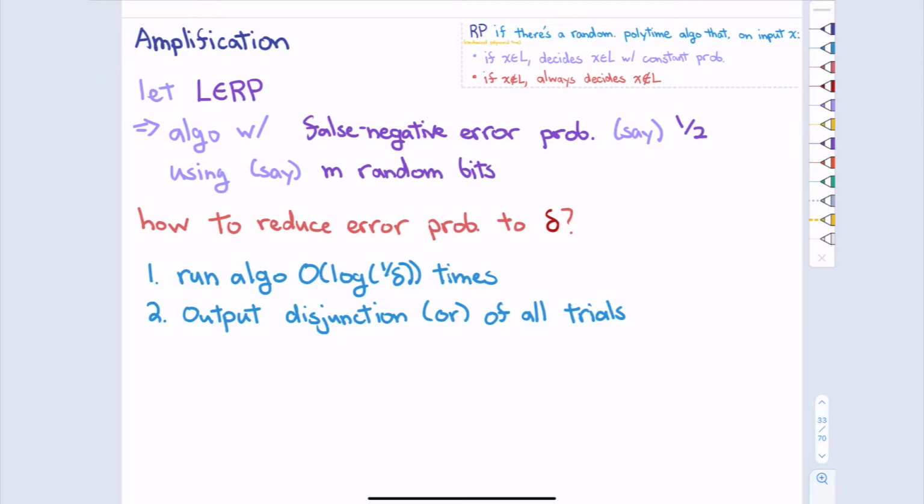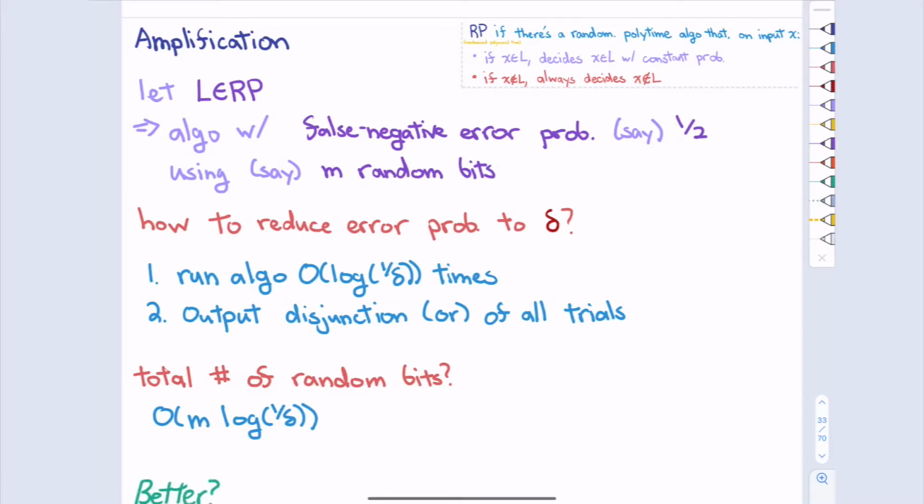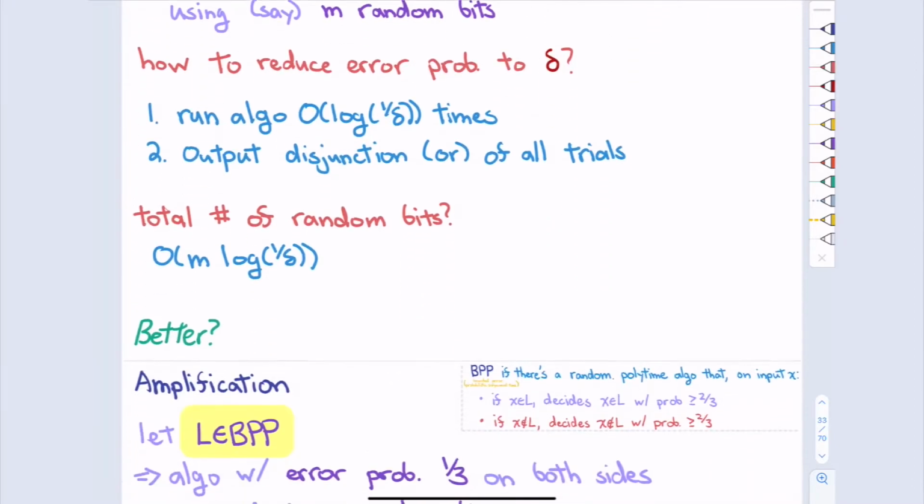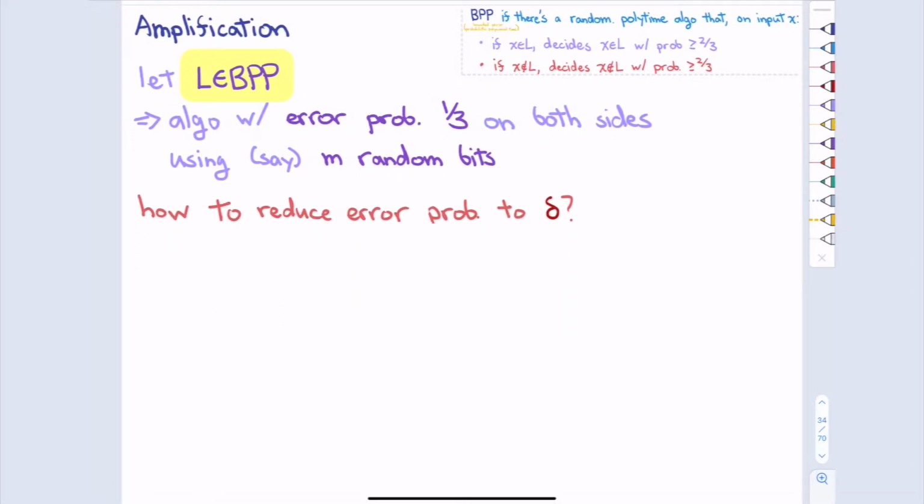All right, how many random bits do we use if we do this? All right, m log 1 over delta. Simple enough. The question is, can we do better? You might think we couldn't because surely it's such a simple thing, right? Let's go through a similar exercise for BPP. I have some algorithm that has error probability, say at most 1/3 for both the false positive and false negative. And how would I reduce the error probability now to delta?